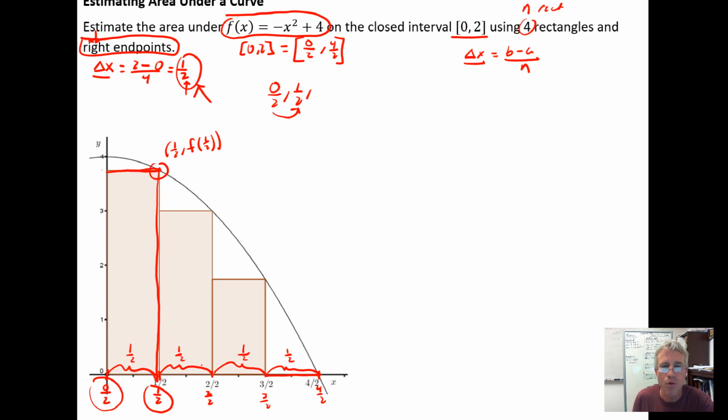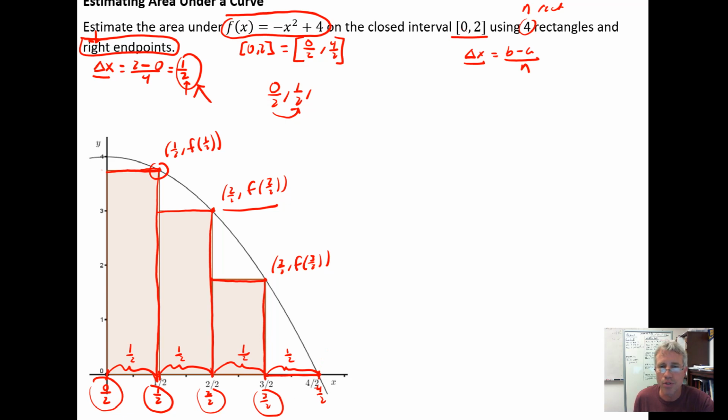From the 1/2, you go over to the next number. You input 2 halves into the function, so you get the point: input 2 halves, output f of 2 halves, and it's going to give you the next rectangle, where this point establishes the upper right-hand corner of rectangle number 2. You then step over from the 2 halves to the 3 halves. You find the ordered pair: input 3 halves, output f of 3 halves. And then that establishes your next rectangle.